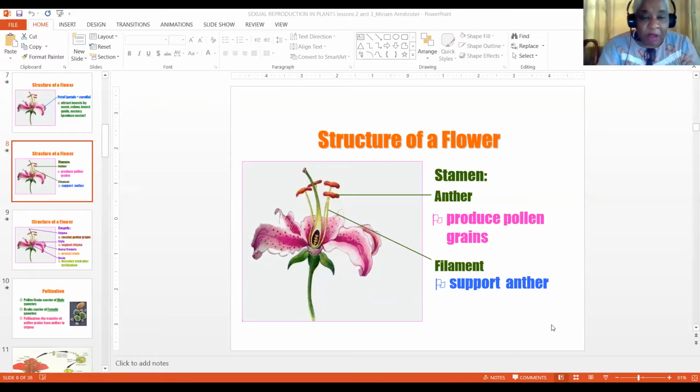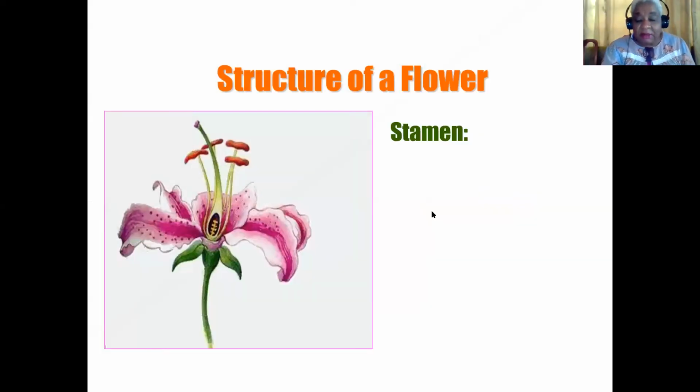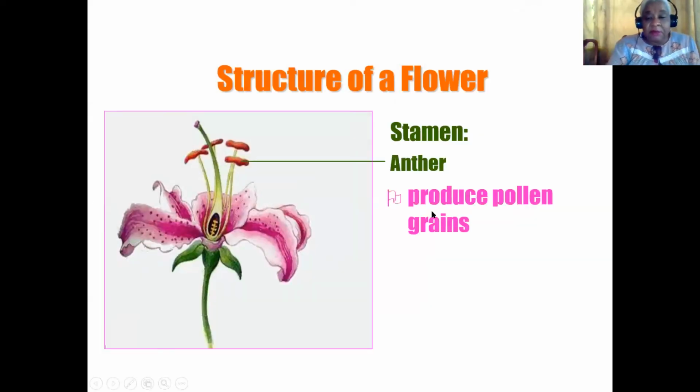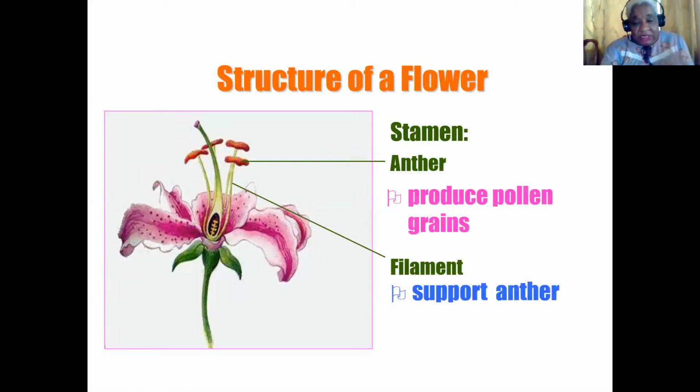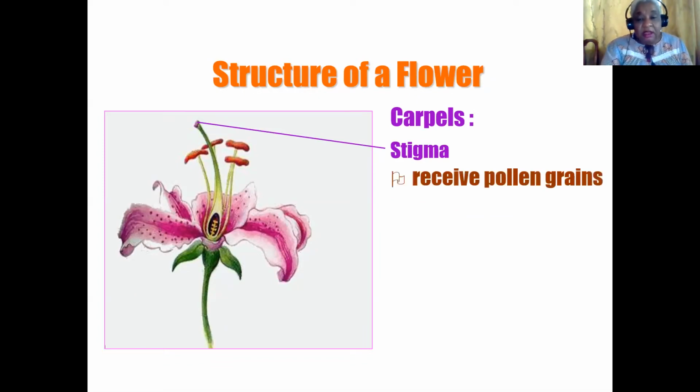Okay, everyone here, we're looking at the PowerPoint that is a part of the lesson. I'm going to start a little further back from the last lesson. With the structure of the flower, we have the stamen, the anther, that produces pollen grains, a filament, which supports the anther, and then the female part, the carpels, which have a flat stigma at the top, which receives pollen grains.